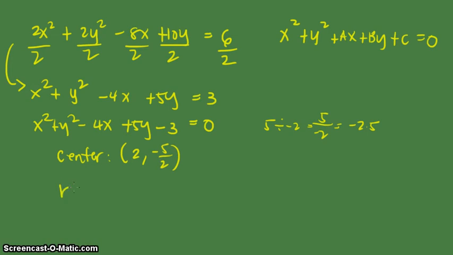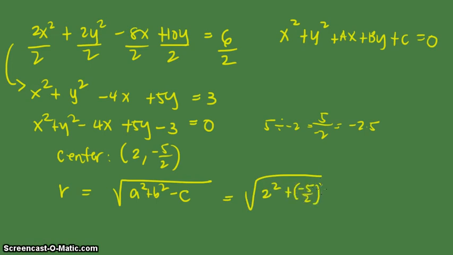Okay, so how do we get the radius? The radius formula is the square root of a squared plus b squared minus c. So if we use the numbers, we have 2 squared plus negative 5 over 2 squared minus the value of c, which is negative 3. Focus on this: the formula has minus c, and c is negative 3, so this is minus negative 3. So we have the square root of 4 plus 25 over 4, that's negative 5 squared over 2 squared, minus negative 3, which is plus 3.